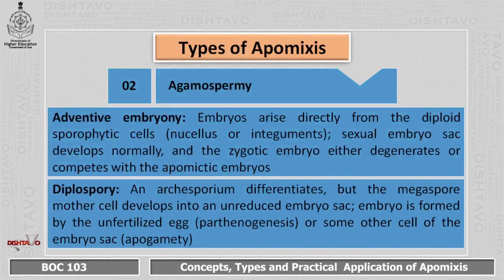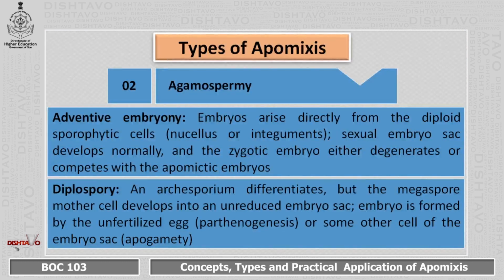Agamospermy. Plants have retained seed as the agent of propagation, but the embryo is formed by some process in which normal meiosis and syngamy have been eliminated. Three different types of agamospermy are recognized. Adventive embryony. Embryos arise directly from the diploid sporophytic cells. Sexual embryo sac develops normally, and the zygotic embryo either degenerates or competes with the apomictic embryos.